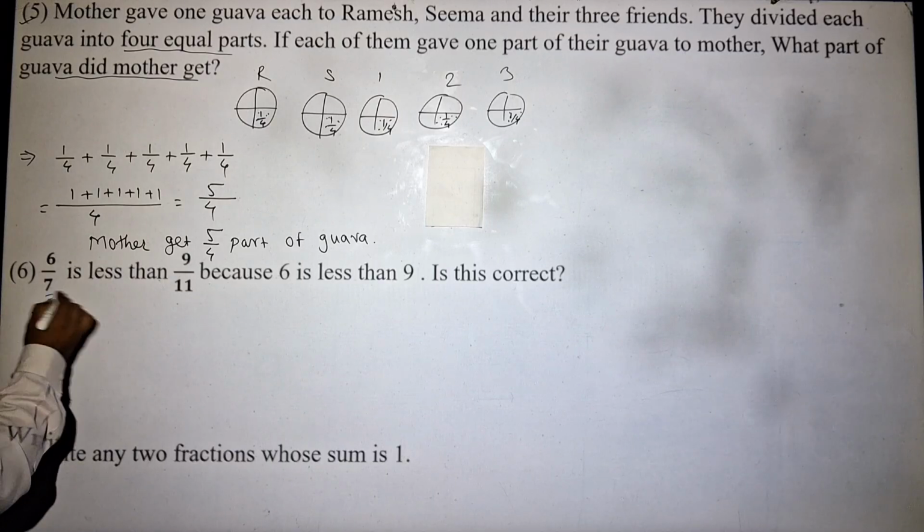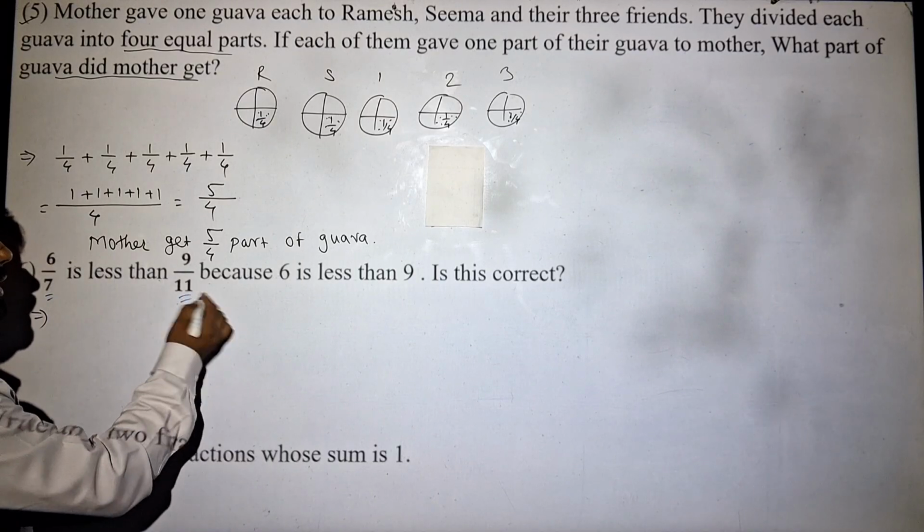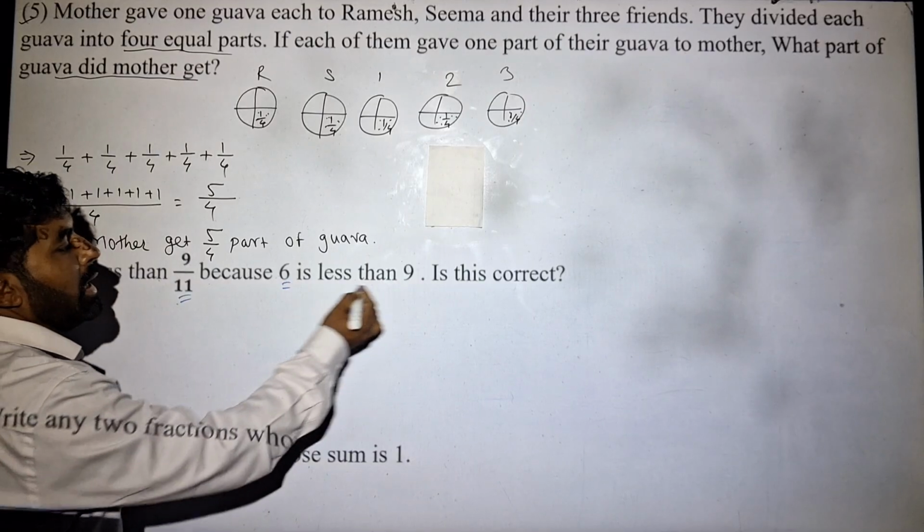Here 6 by 7 is less than 9 by 11 because 6 is less than 9.